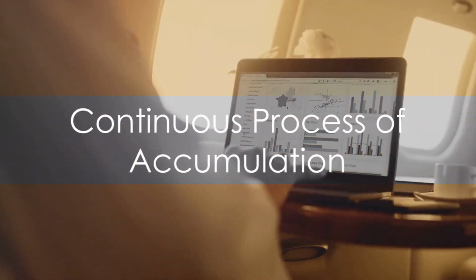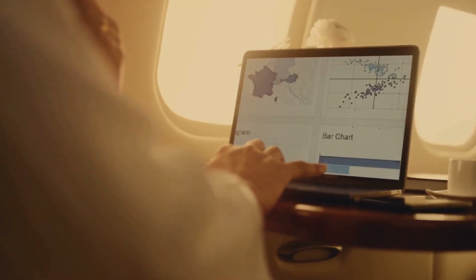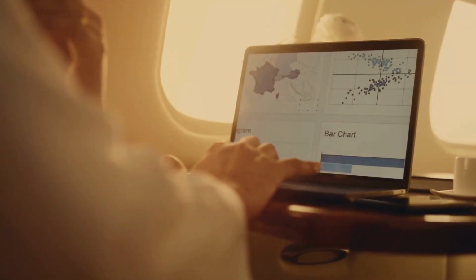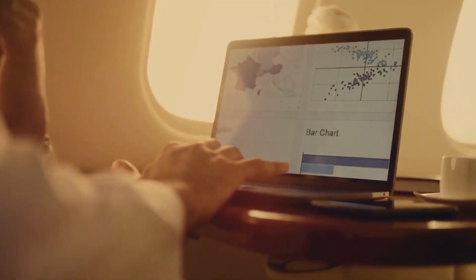The accumulation process in business intelligence is a continuous one. Businesses need to constantly update their data to keep up with changes in the market conditions, customer behaviors, and other factors that might affect their operations.